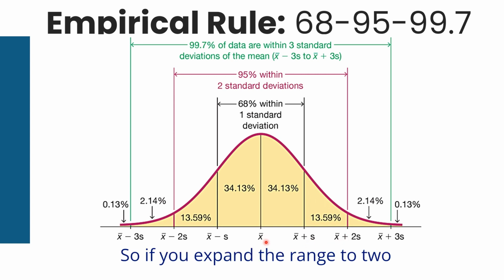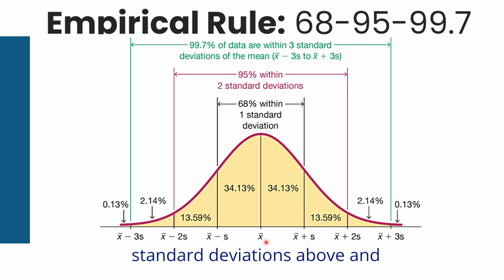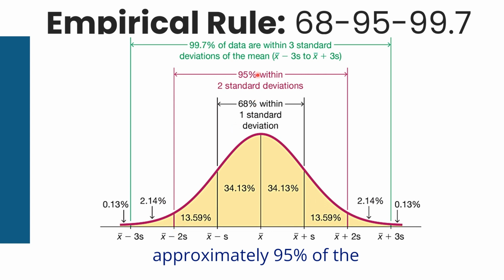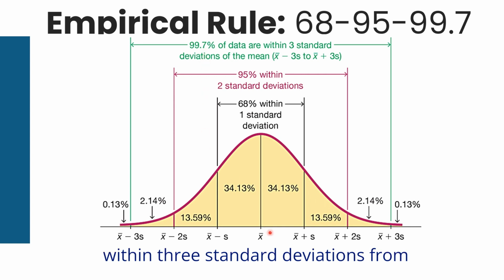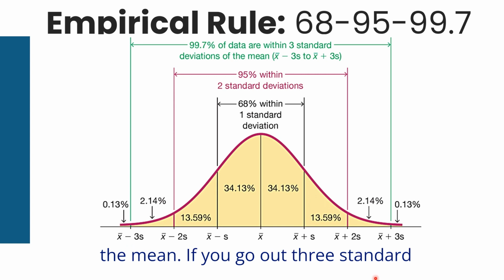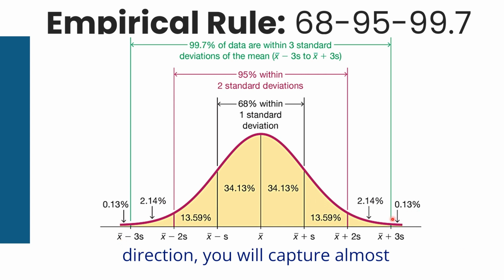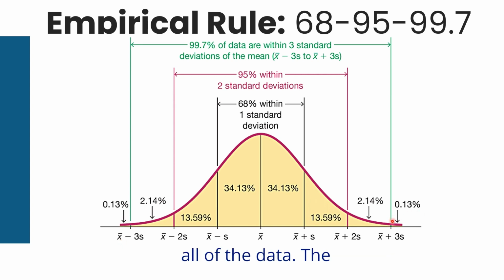So if you expand the range to two standard deviations above and below the mean, you will capture approximately 95% of the data. About 99.7% of all values fall within three standard deviations from the mean. If you go out three standard deviations from the mean in either direction, you will capture almost all of the data.